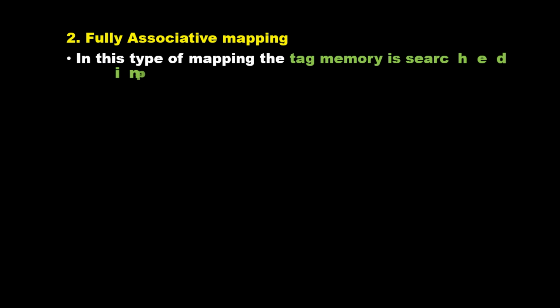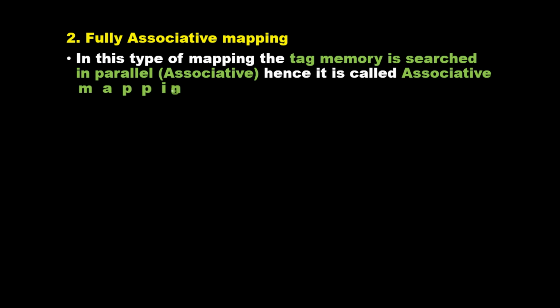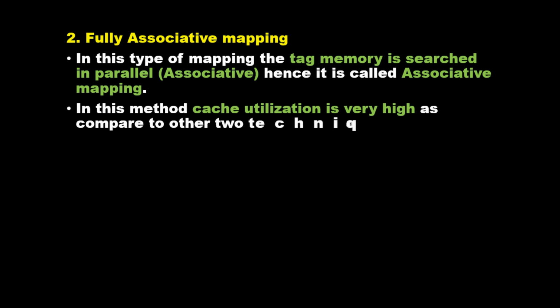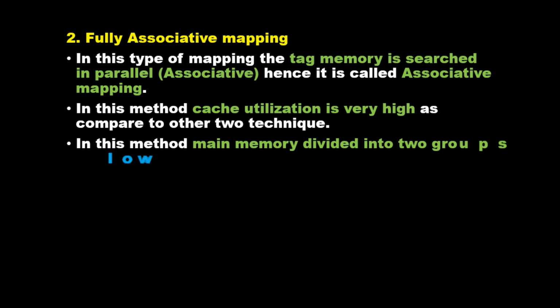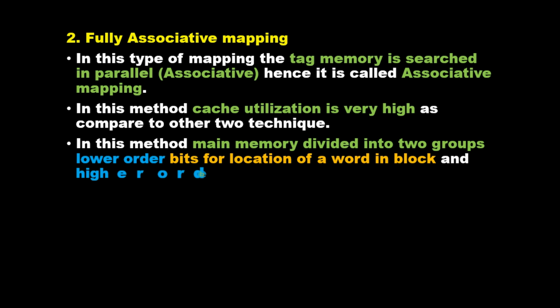2. Fully associative mapping. In this type of mapping, the tag memory is searched in parallel, associatively, hence it is called associative mapping. In this method, cache utilization is very high as compared to the other two techniques. Main memory is divided into two groups: lower order bits for the location of a word in a block and higher order bits for blocks.